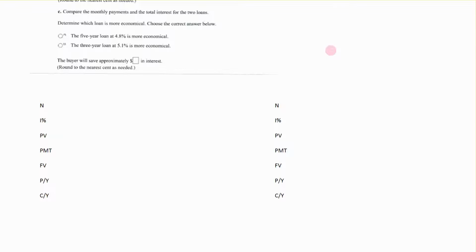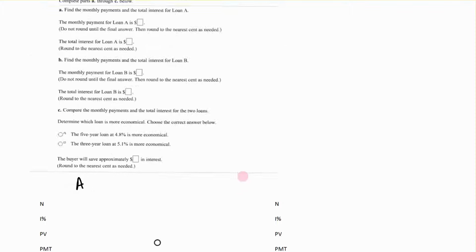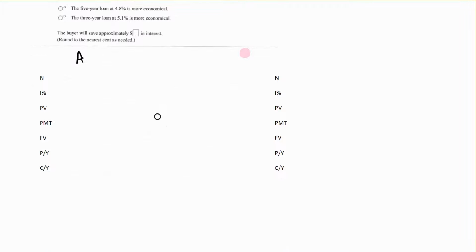So, loan A. That was the 5% 3 years. I'm sorry, 5.1%. So it's 5.1%, 16,000, payment unknown, future value 0. Doing this monthly, so that's 12 and that's 12, and it is 12 a year for 3 years. We'll do that in just 1 minute.